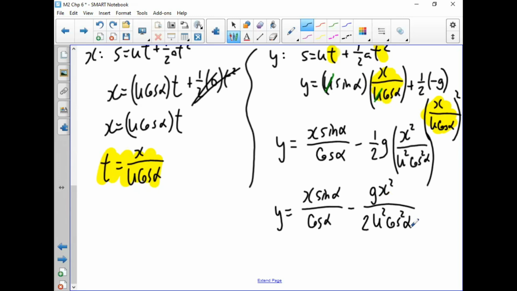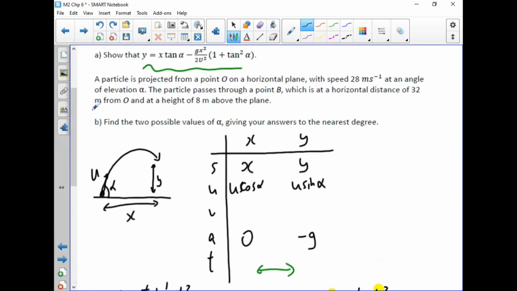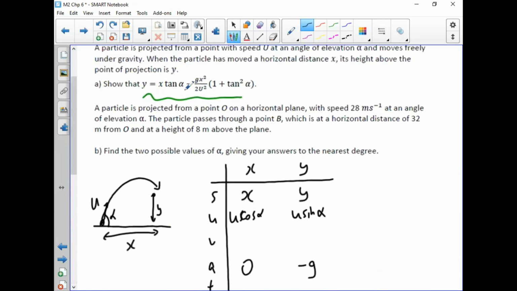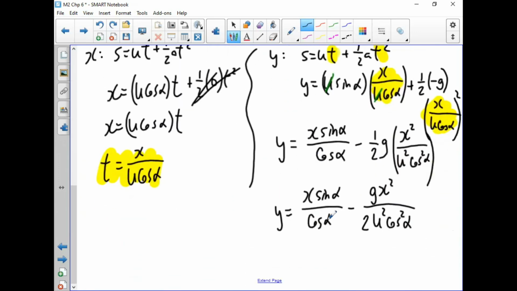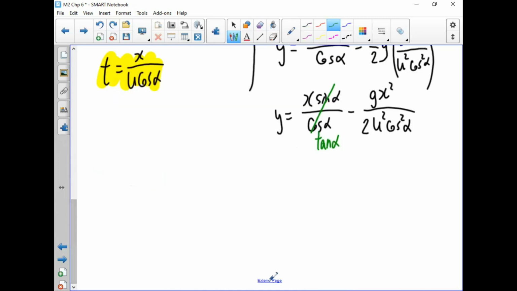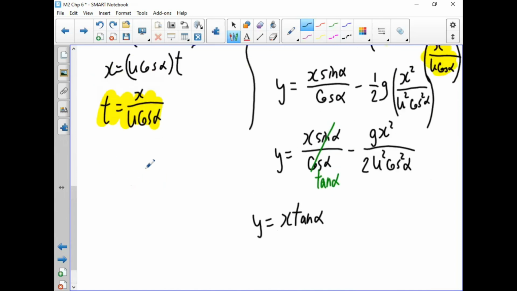Right, so what can we do in here? Let's look at the question again. The equation the question wants us to show has a tan alpha in there. Now let's check it one by one. In the first term, x tan alpha, x sine over cos can make a tan. Lovely. So we can make a tan alpha in here. That's the first step. I can rewrite that as y equals x tan alpha. So that is sorted. Now the question is about the second part.